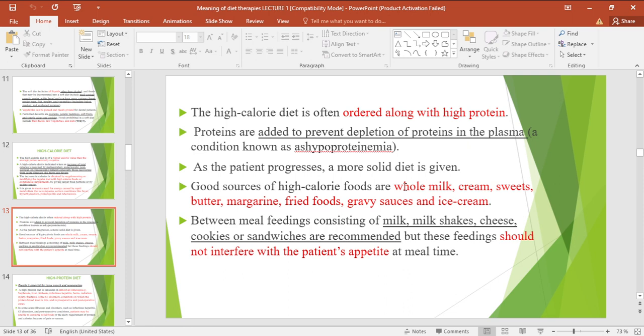Between meal feedings consisting of milk shakes, cheese, cookies, and sandwiches, we may also recommend these foods between the various meals. But this feeding should not interfere with the patient's appetite at mealtime. You make sure that when you are giving these snacks between meals, they should be given some hours away from the lunch. If, for example, the lunch is going to be at 1 p.m., you have to ensure that you give this patient a snack at maybe 10 a.m. so that by 1 they're already hungry and they can eat enough of the meal at lunchtime.